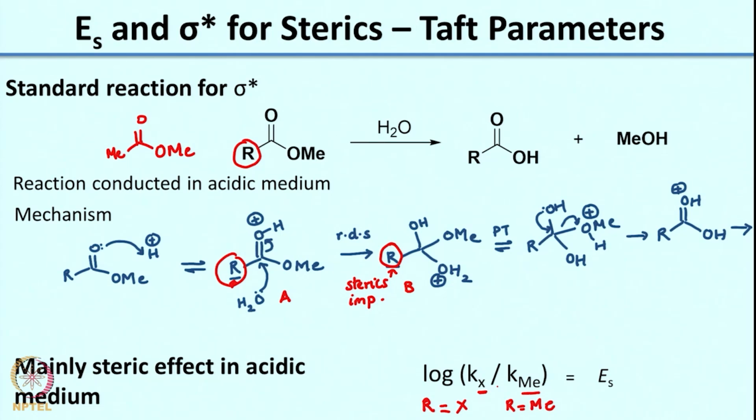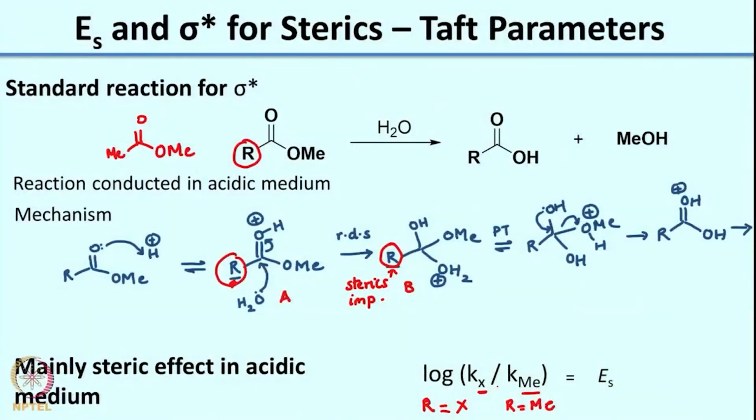So, I am specifying this again because I do not want you to confuse this with the earlier examples we had done where we were only looking at substituents on the aromatic ring. Here we are talking about changing the whole R group. So, for your basic reaction or your standard reaction, you have R as methyl, and then to look at the effect of sterics, what you do is you vary R. So, instead of methyl you can have ethyl, you can have hydrogen, you can have phenyl. So that is how you vary X. Now log of Kx over Kme gives you Es.